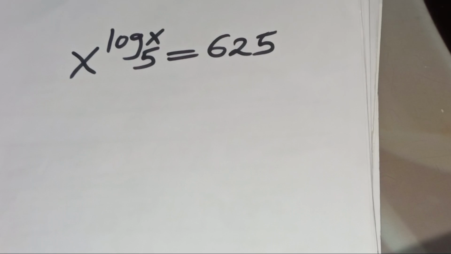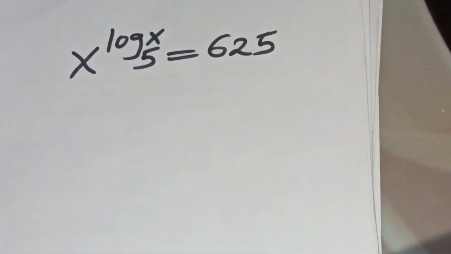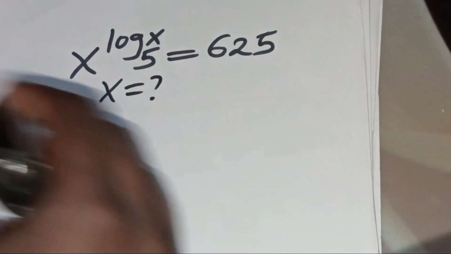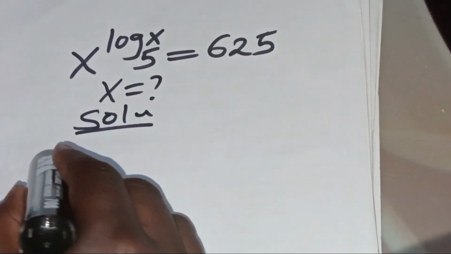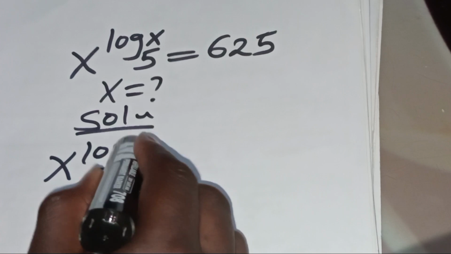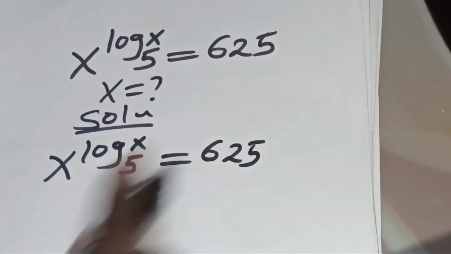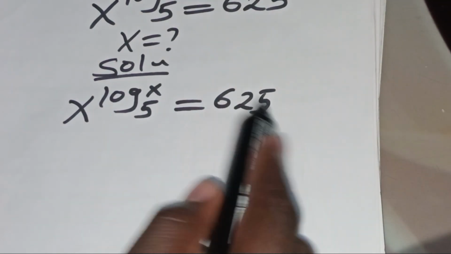Hello everyone, welcome to solve this nice math problem: x to the power of log x to base 5 is equal to 625. So what is the value of x? Solution: from here, we have that x to the power of log x to base 5 is equal to 625.